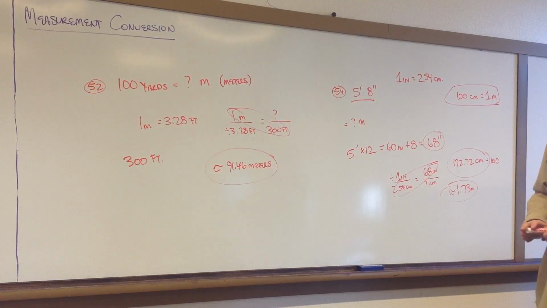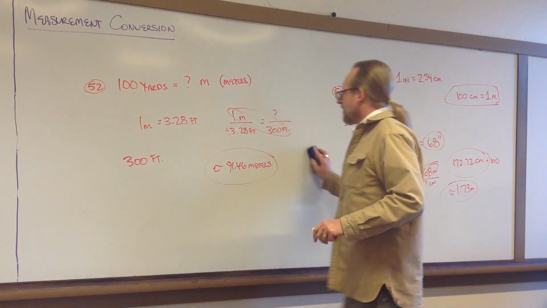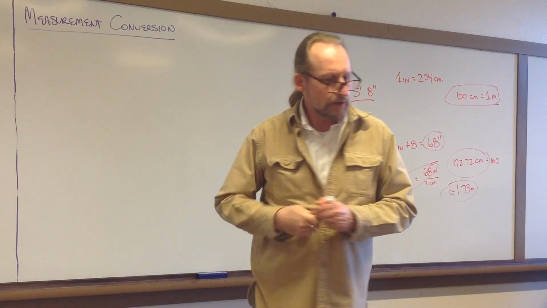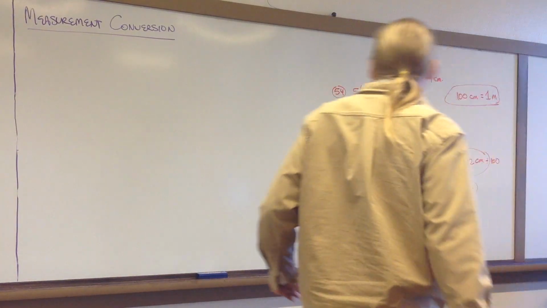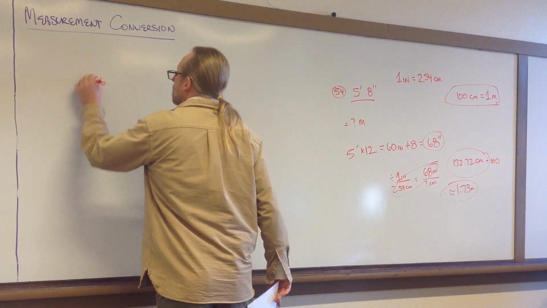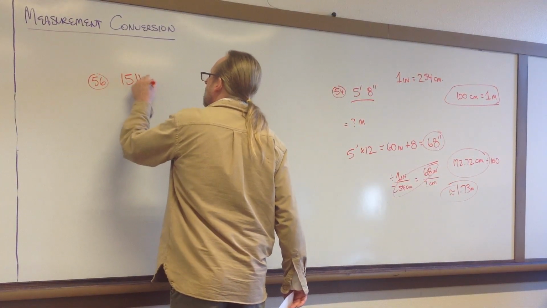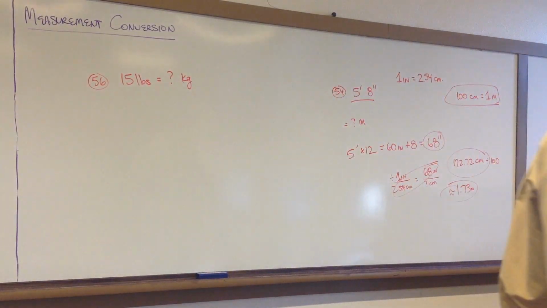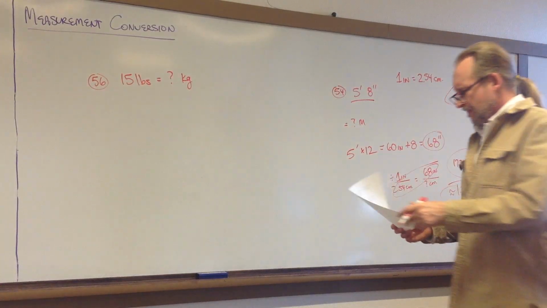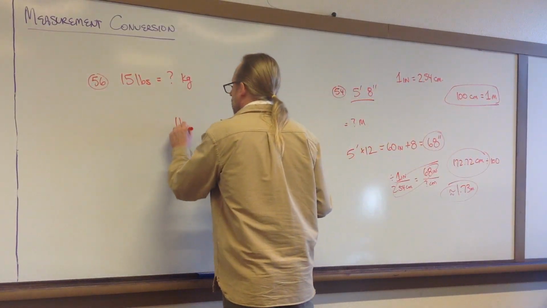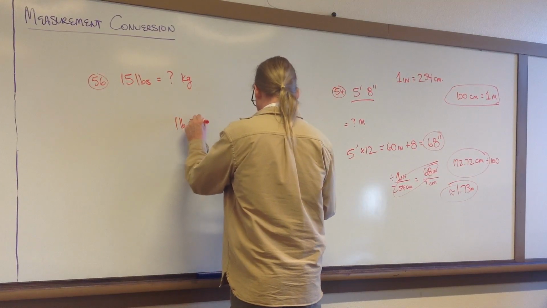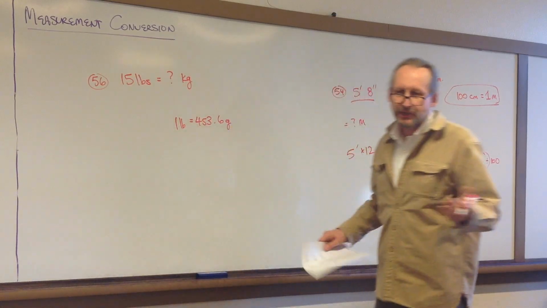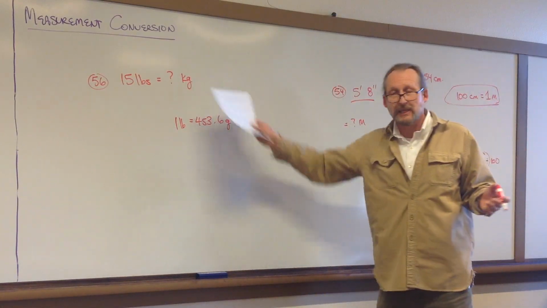All right, let's see here. Problem 56. We've got a weight question. A 15-pound baby, how many kilograms is that? So, 15 pounds equals how many kilograms? Let's look at our conversion page here. Again, we've got 1 pound is equal to 453.6 grams. If we change this into grams, then we can change it into kilograms.